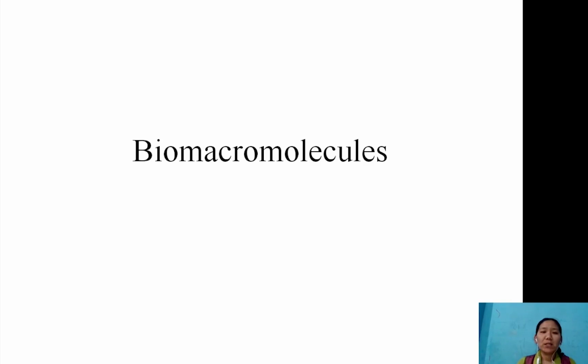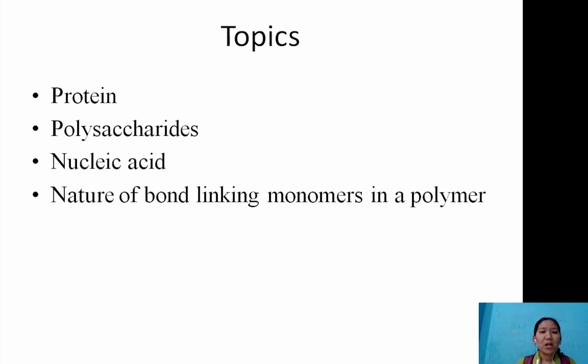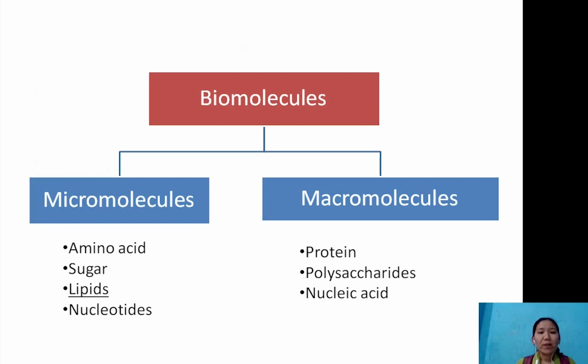Today we'll discuss the second part of Chapter 9, Biomolecules, that is Biomacromolecules or Macromolecules. So the topics are protein, polysaccharides, nucleic acid, and nature of bond linking monomers in a polymer. So let us first recapitulate the previous video.